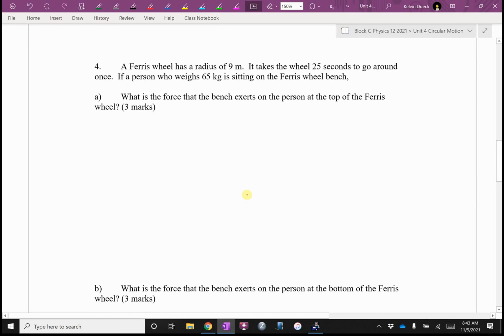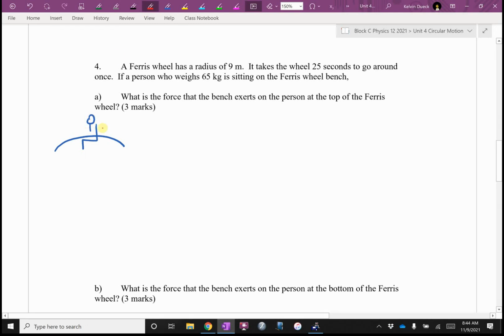So you can expect a Ferris wheel somewhere in your future as well. Ferris wheel has a radius of 9 meters. It takes the wheel 25 seconds to go around once. If a person weighs 65 kilograms sitting on a bench, what's the force that the bench exerts at the top of the Ferris wheel? Okay. By the way, what's this question really asking me to find? Normal force.